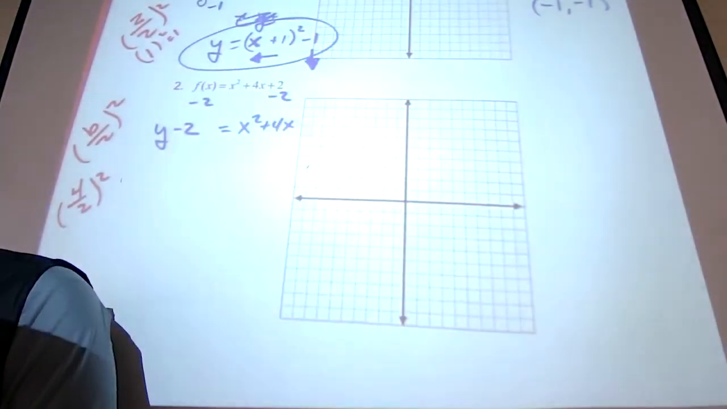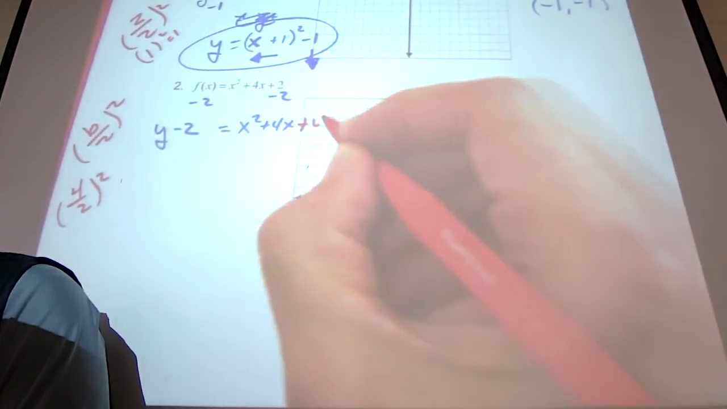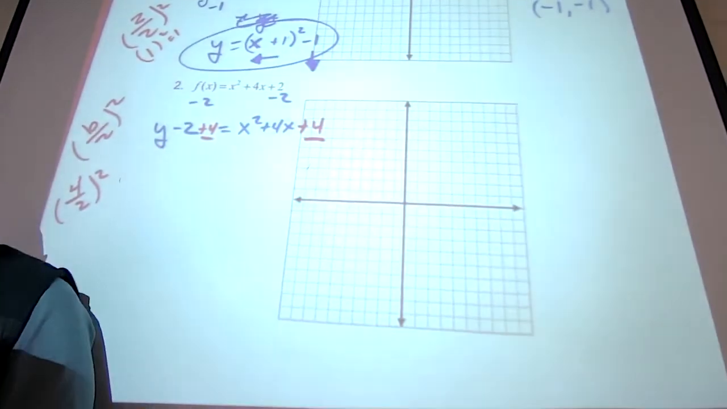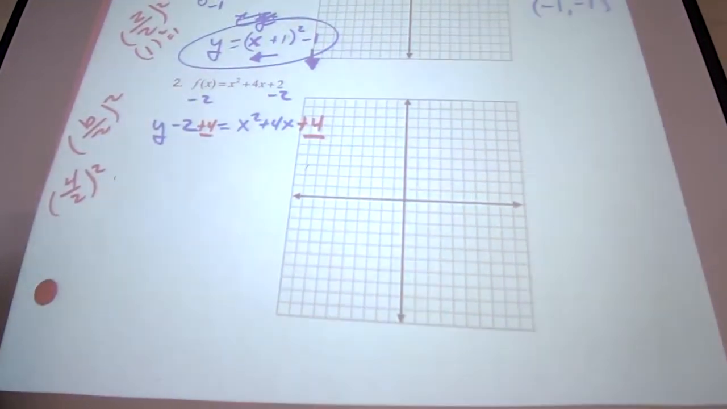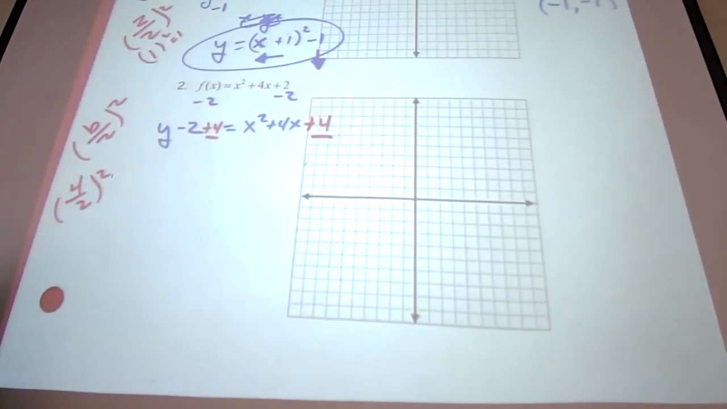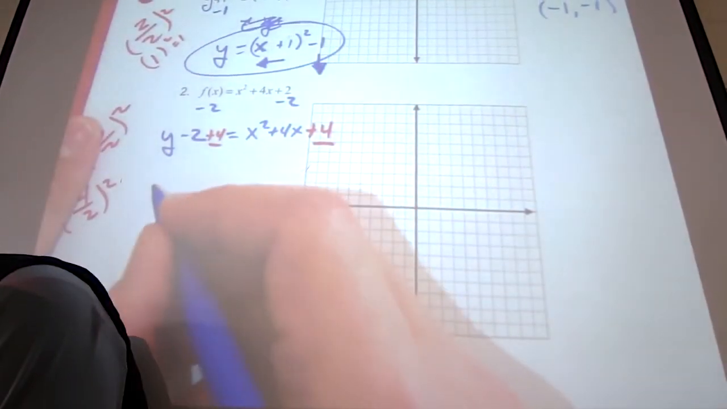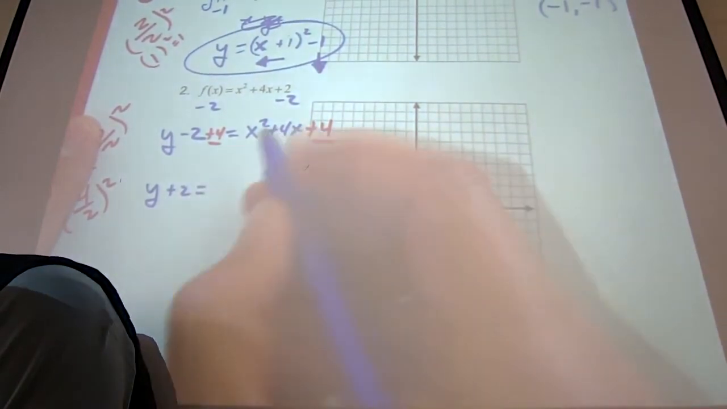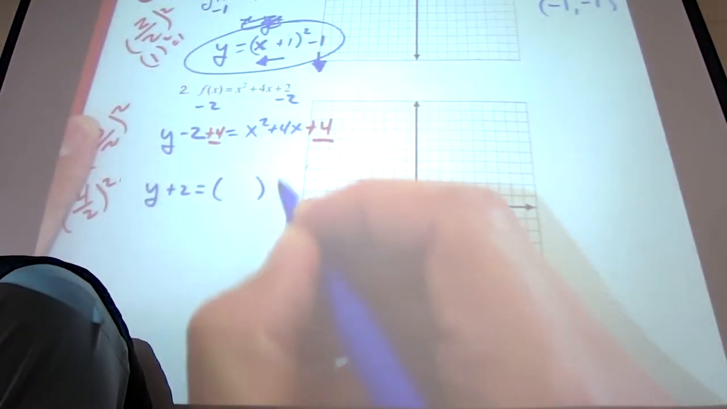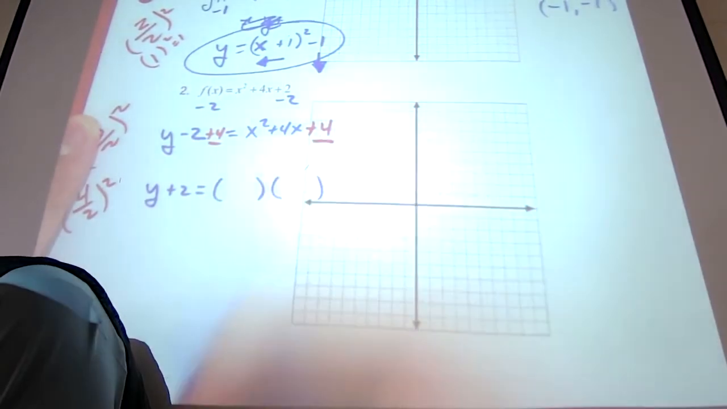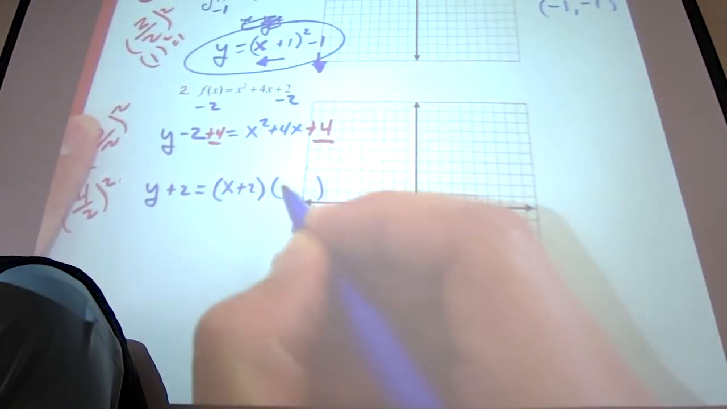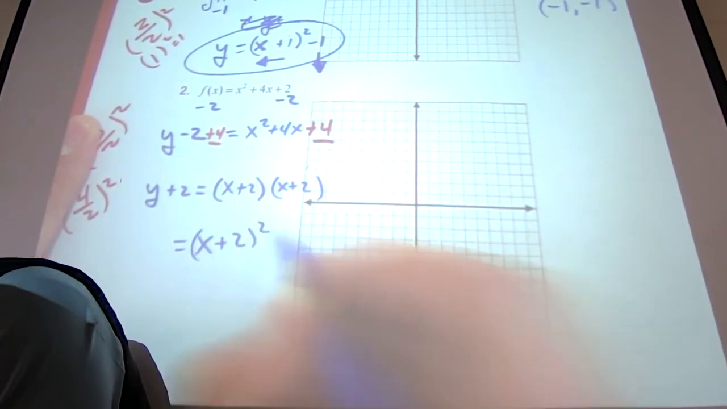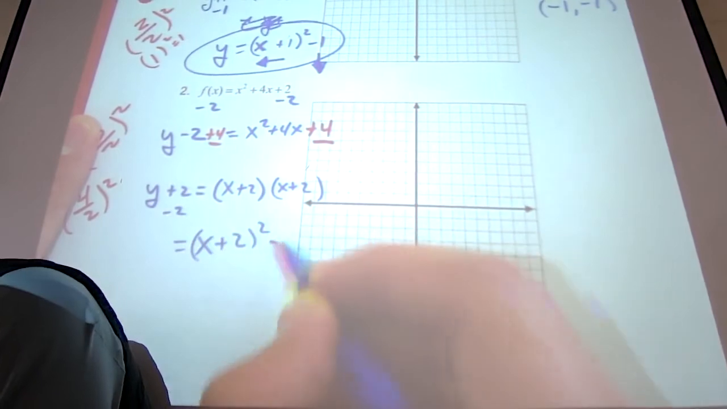So 4 divided by 2 is 2. 2 squared is 4. Whoa! If you add it to one side, you've got to add it to the other. So I've added the 4 to both sides. Okay, and I simplify. This is -2 plus 4 is plus 2. And then I factor on this side. Factors of 4 that add up to 4 are x plus 2 and x plus 2, or I always go right to x plus 2 quantity squared. Last step is subtract that guy over.